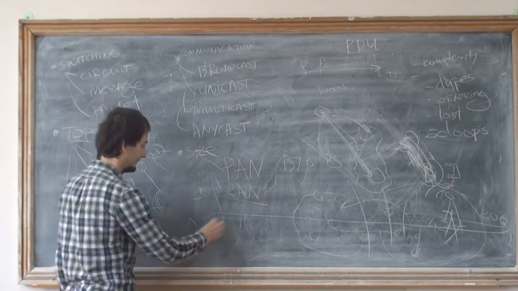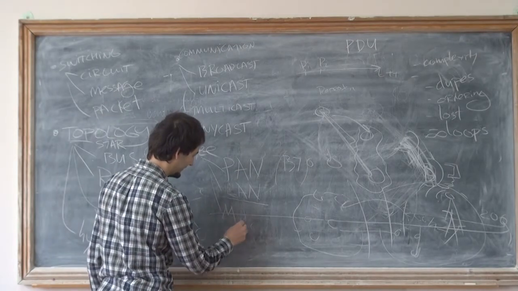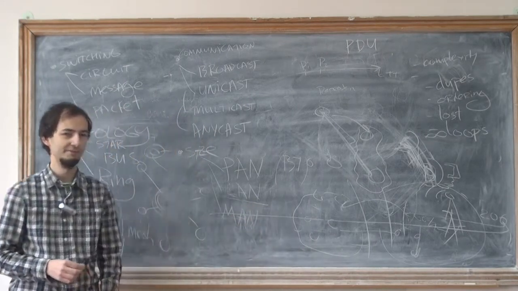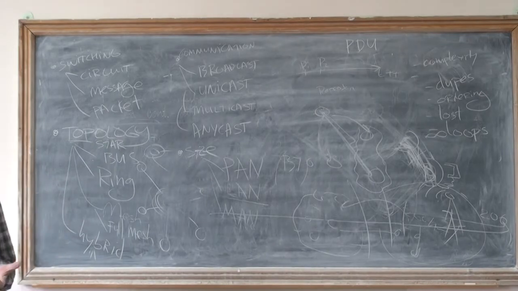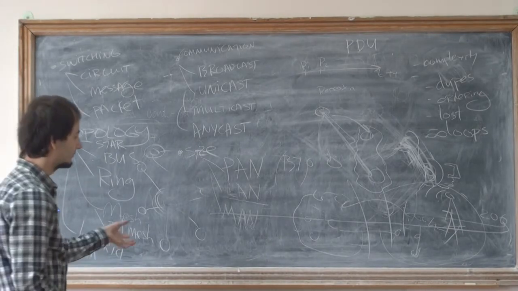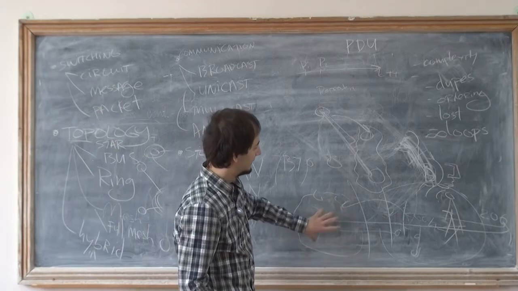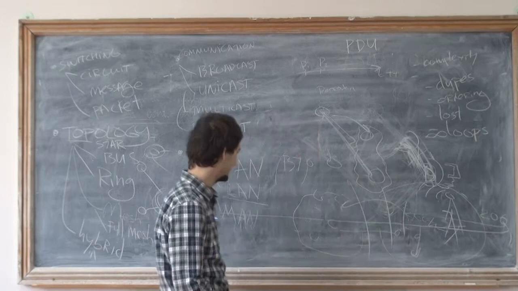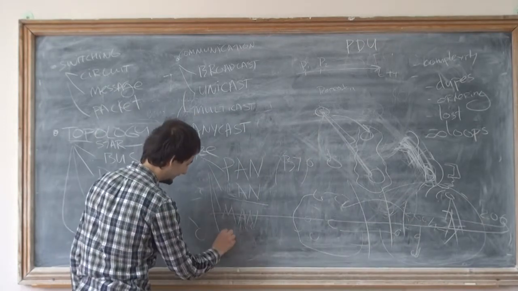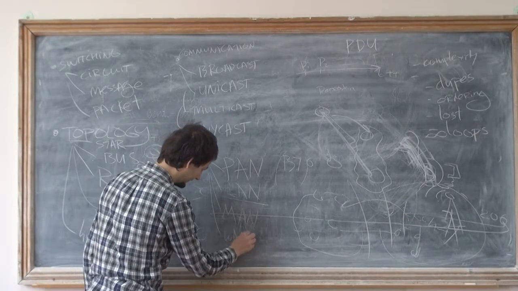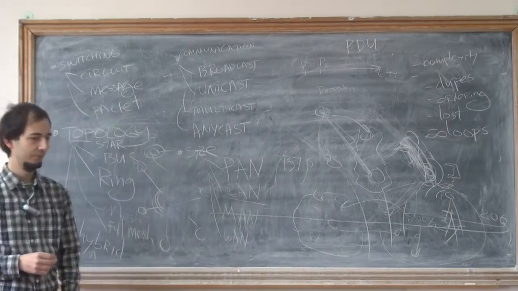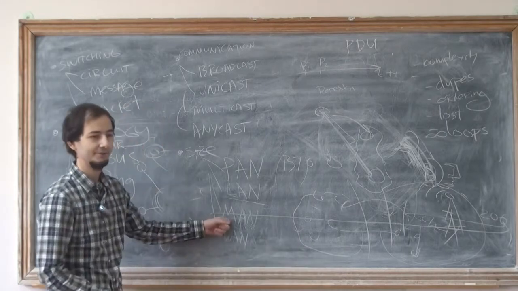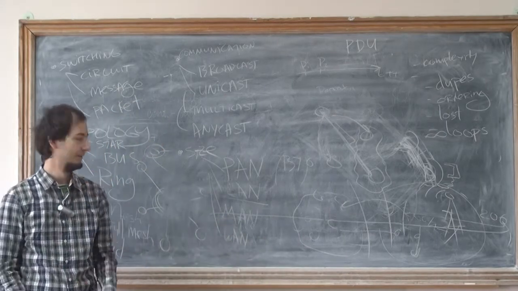But there is also such a thing as a MAN, which is a metropolitan area network, which takes it one level up, and could be treated as an interconnection of such smaller networks. And there is also a term WAN, wide area network, which is even bigger than this. You could have multiple cities.